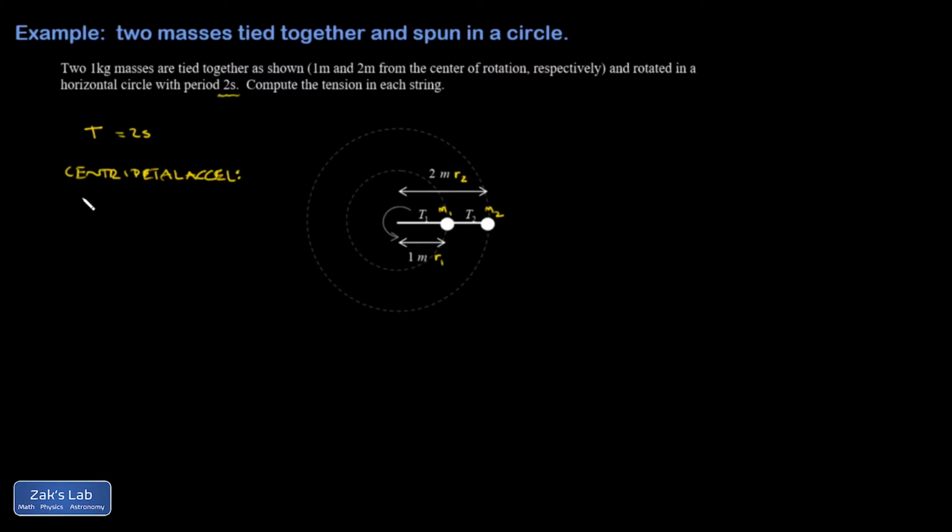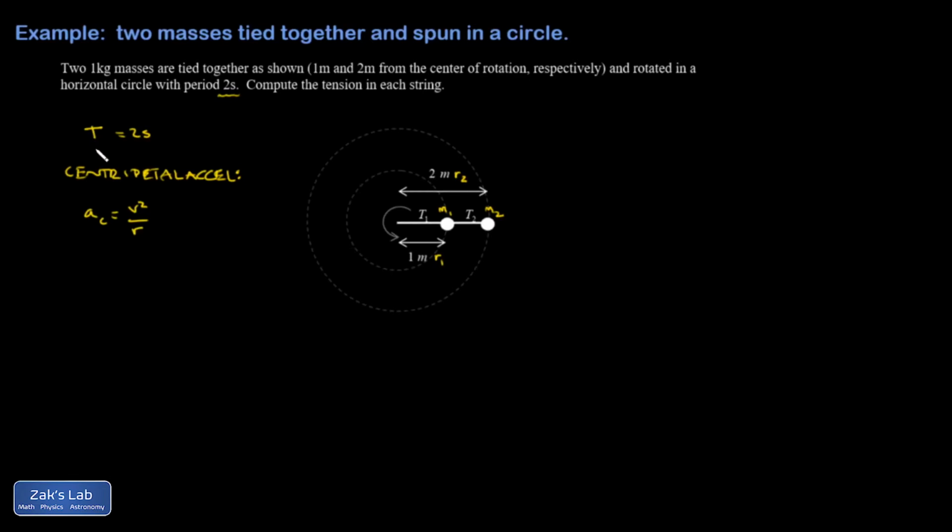So centripetal acceleration. If I observe an object moving on a circular path of radius r with a speed of v, it is a geometric fact that it must be accelerating toward the center of curvature with a magnitude of v squared over r. That's the formula I remember the easiest.